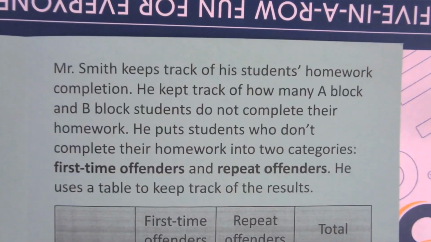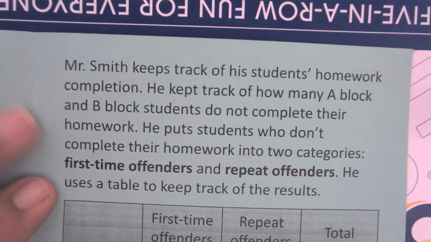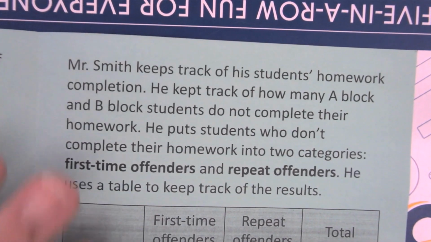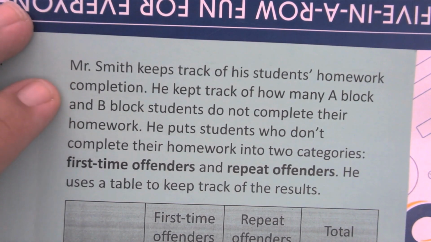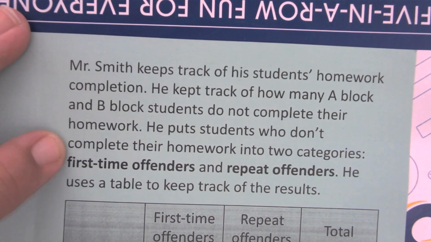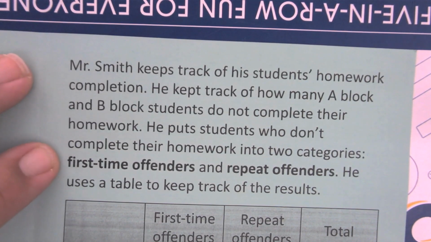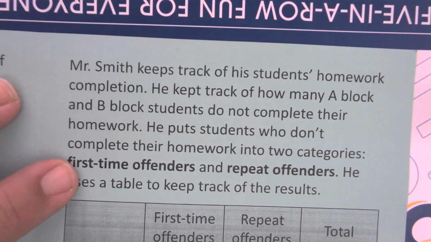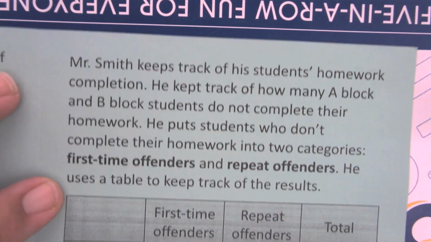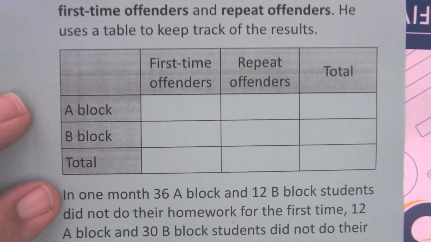Okay. Here is the question. It's a little bit backwards on the inside here. Mr. Smith keeps track of his students' homework completion. He kept track of how many A block and B block students do not complete their homework. He puts students who don't complete their homework into two categories: first-time offenders and repeat offenders. He uses a table to keep track of the results. So here's his table.